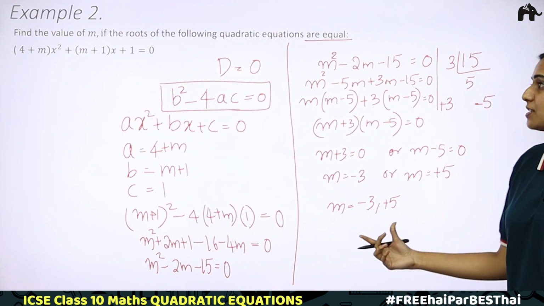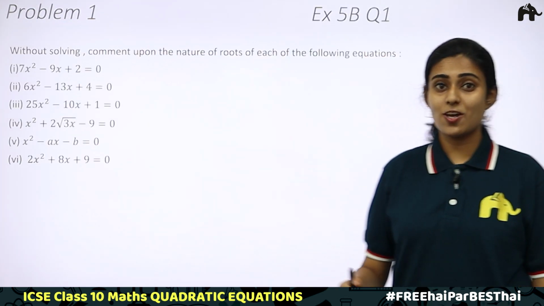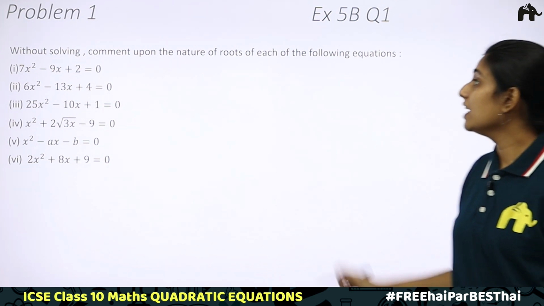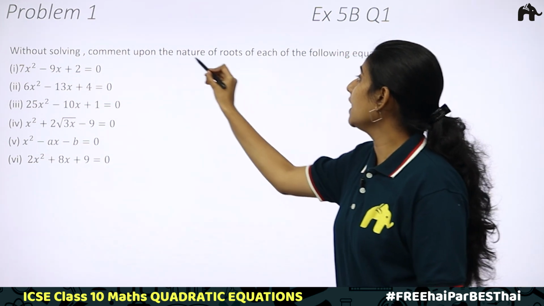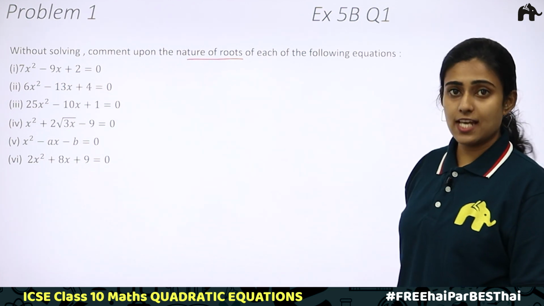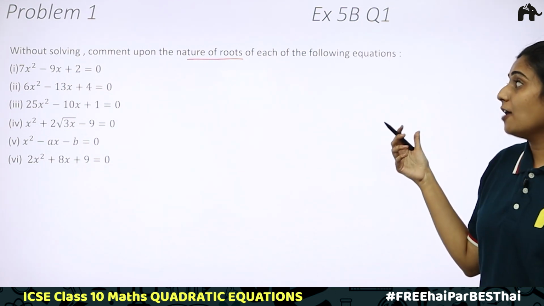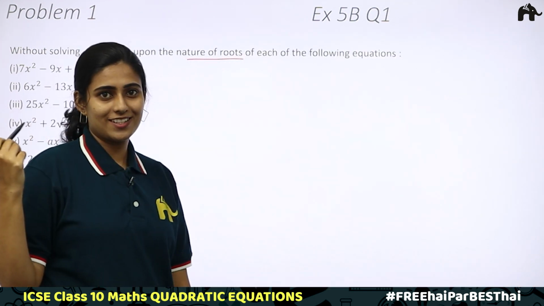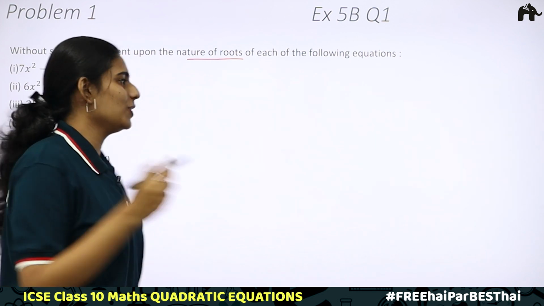Clear? Let's solve the next question. Let us solve questions from exercise 5B. The first question: without solving, comment upon the nature of roots of each of the following equations. 6 equations are given. Okay? How to comment about the nature of roots? Using the discriminant, we can do this.